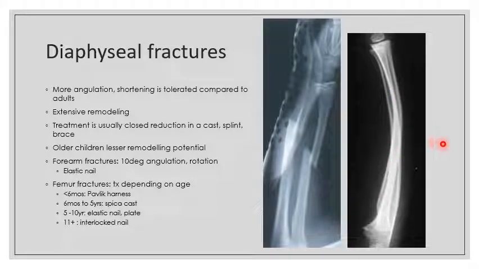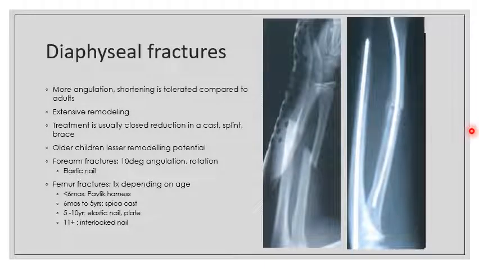For forearm fractures, we put an elastic nail to help them. This is a titanium nail that we put intramedullary. Femoral fractures, the treatment would depend on age. But the important thing to note with femoral fractures is that if there's an incidence of a femoral fracture before walking age, most likely you have to consider child abuse.